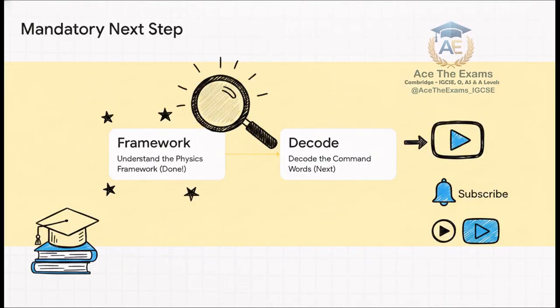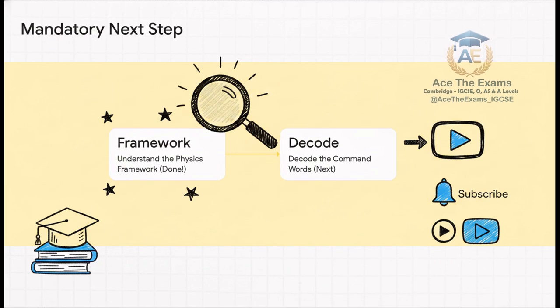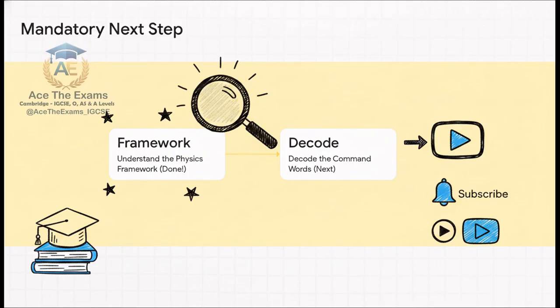You now have the framework to structure a top-band answer, but if you misread the command word, you'll still lose the marks. Click the video on screen right now to decode the exact Cambridge command words that decide your mark band.